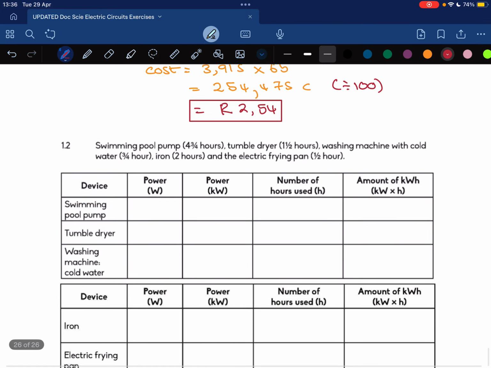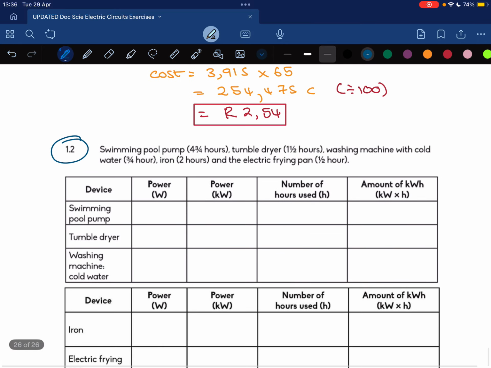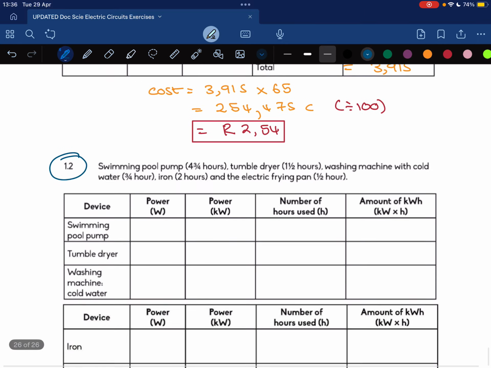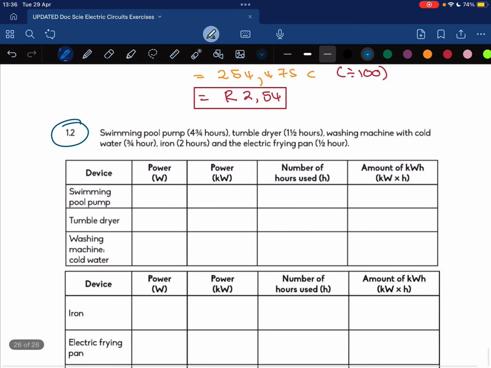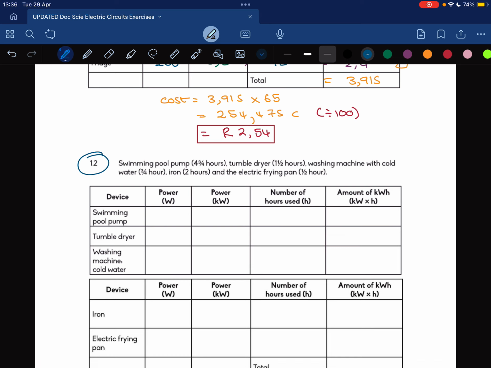Okay, so your homework is just going to be to complete 1.2, which you would do in a similar fashion, in order to calculate the cost of running all these appliances for the amount of time that is allocated. So that essentially marks the last information that we're going to go over in this section. Make sure that you go over all the previous questions and topics that we've already discussed, and the next time we'll go over some of the exam questions and look at answering those.